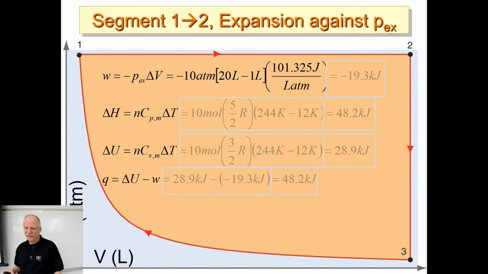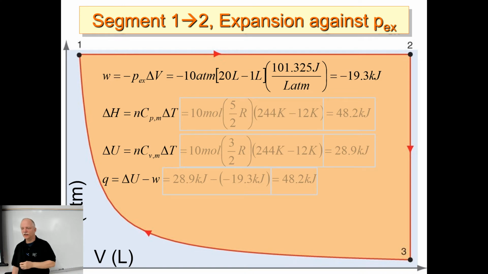Okay. And then we have it in liter atmospheres, which we know is not joules. We'd like to have joules. And so we multiply by that conversion factor, 101.325 joules per liter atmosphere. And we end up with negative 19.3 kilojoules. So it did work by pushing back this constant pressure force, whatever that force is. It could be a piston or it could be the atmosphere. But if we want to actually get the work out of this thing, it would be a piston. So it's pushing back against this piston, and it's doing an expansion, and so we're getting work out of the system.